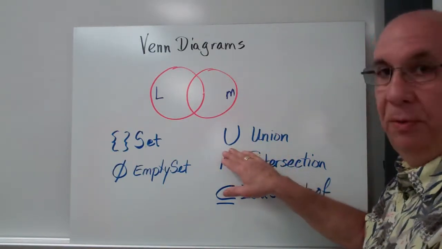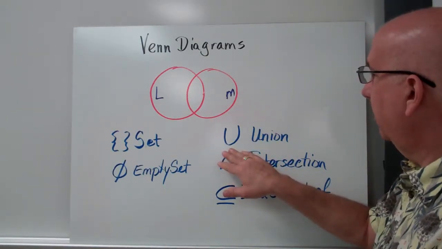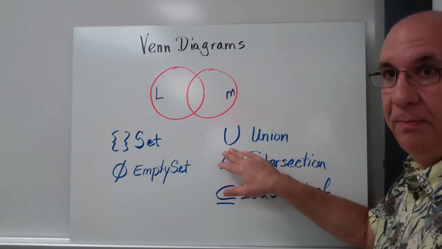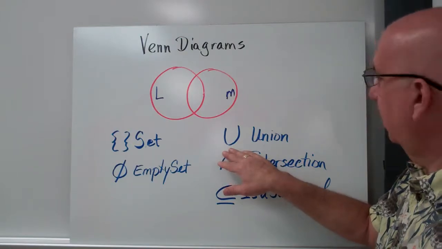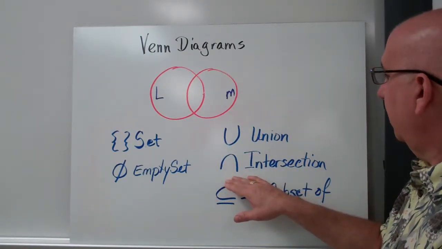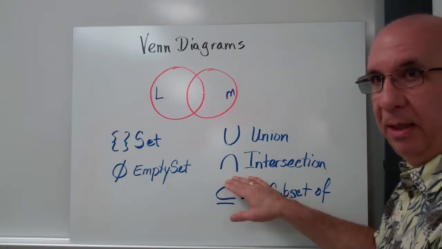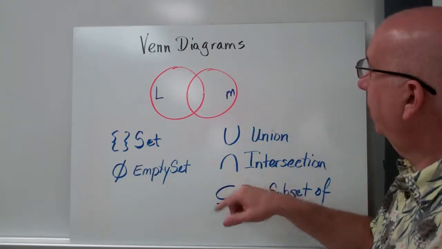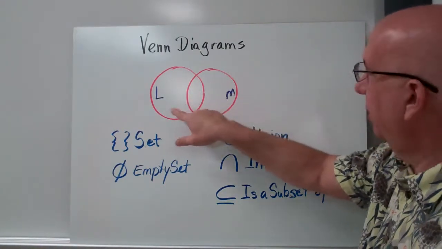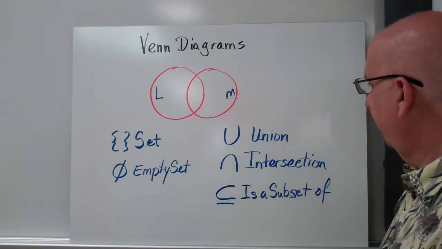This is the symbol for union. Union means we want all of the elements that are in the set or the set of sets that you're asked for or given. This is the symbol for intersection. Intersection means where they overlap. That would be this part right here. That would be the intersection of sets L and M.